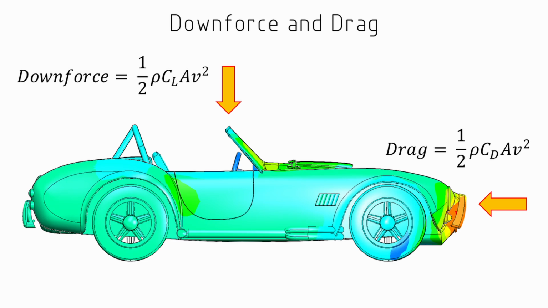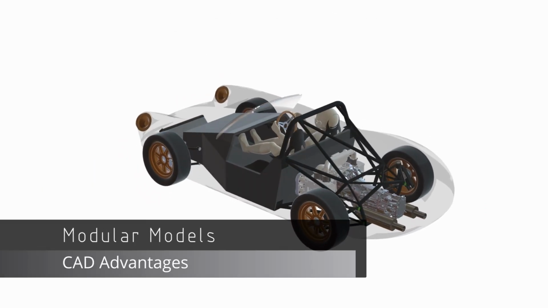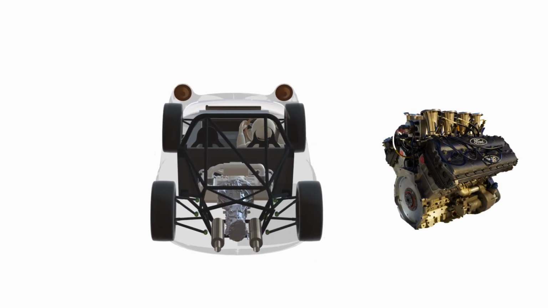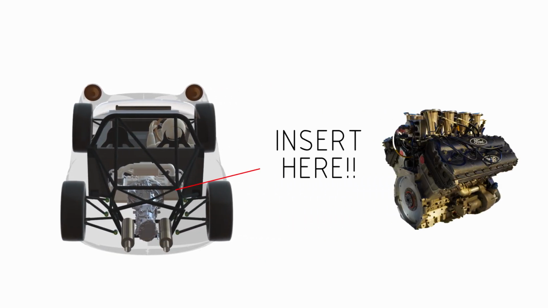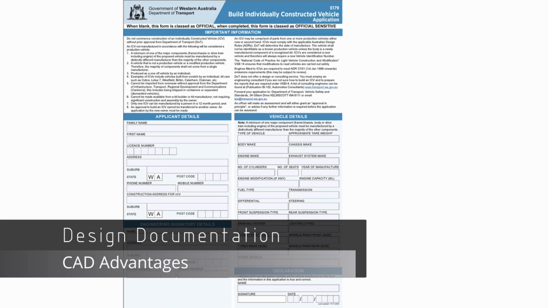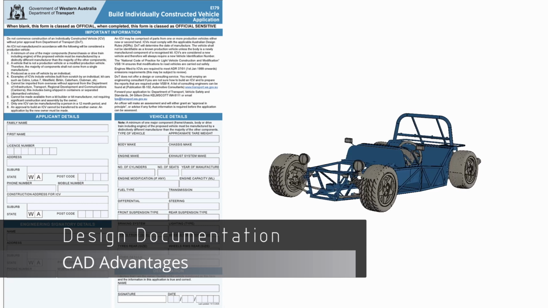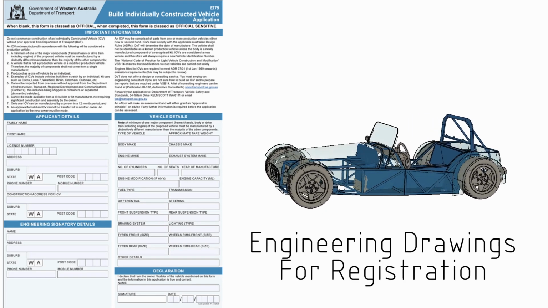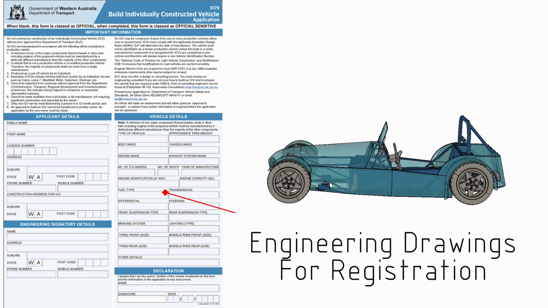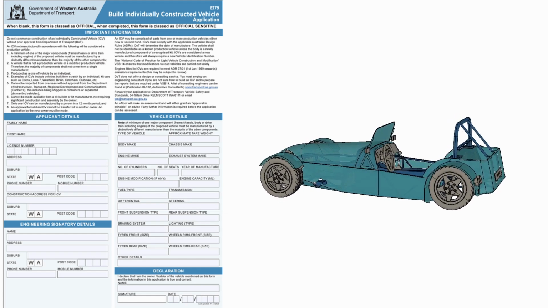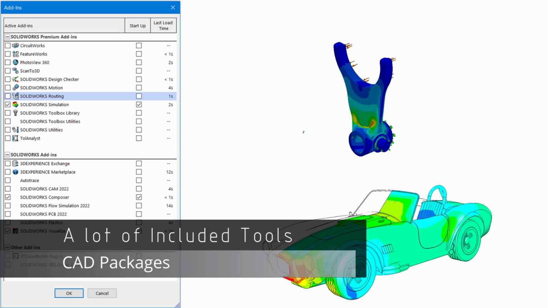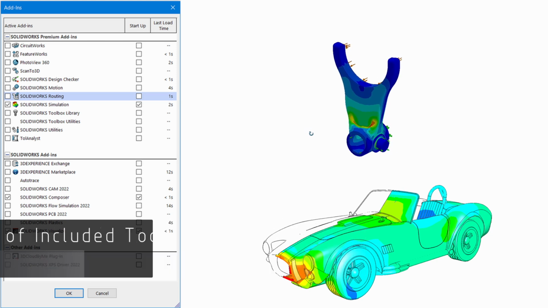Another advantage of a CAD model is if it's been set up well, we can use it as a modular model where we can swap parts in and out as we're doing the design. And once all is said and done, this is a very useful, comprehensive record of the car's design, which is valuable for documentation as well as the compliance to various regulations we're going to need to do to register this car when it's finished.